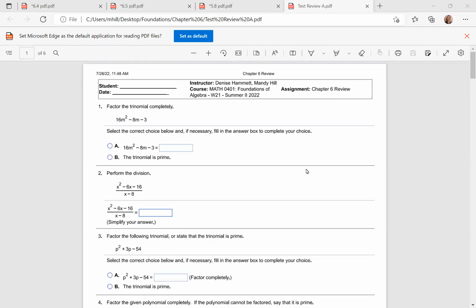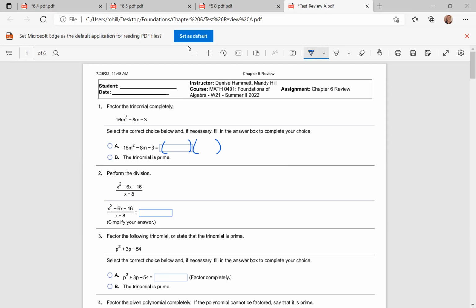This is the chapter 6 review. It does include some of 5.8. And so I'm going to go over how these problems are worked. This first one says factor this trinomial completely. Okay, so it's looking for us to put this in these parentheses, if at all possible. There's lots of ways we could go about doing this.